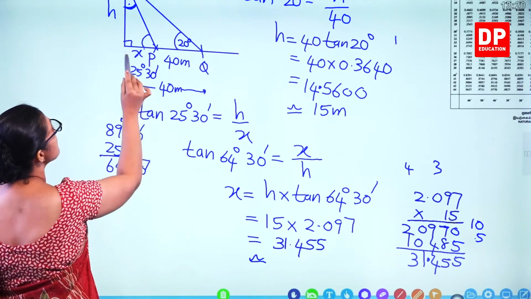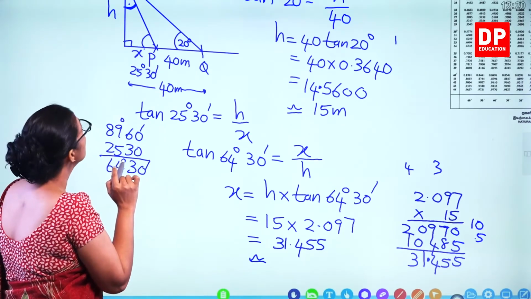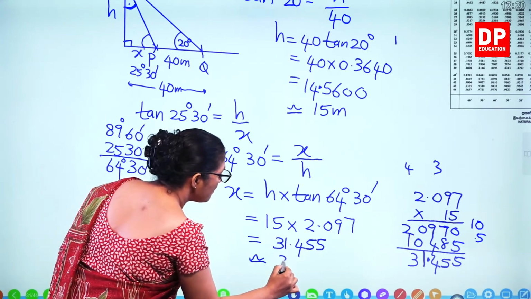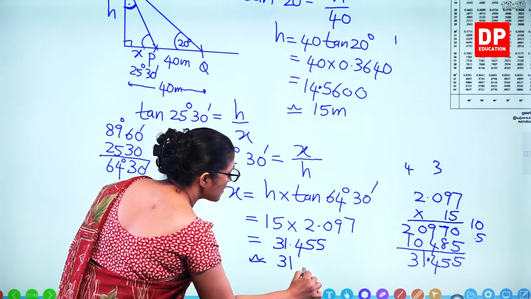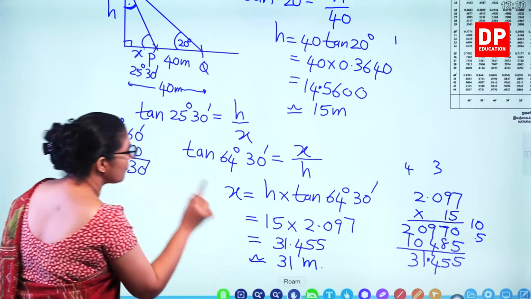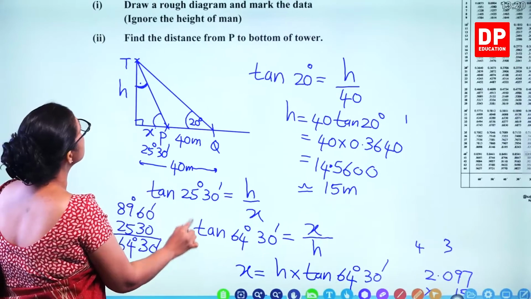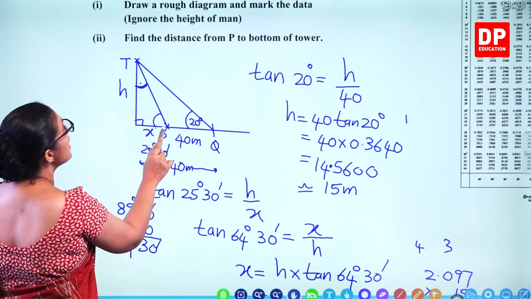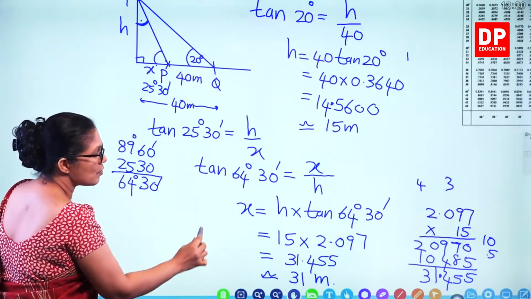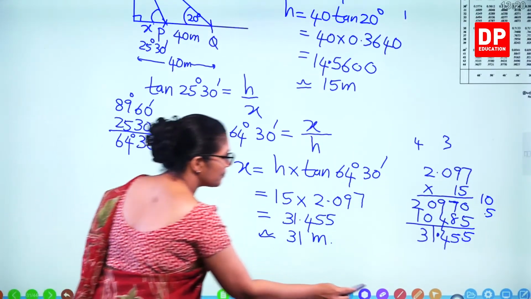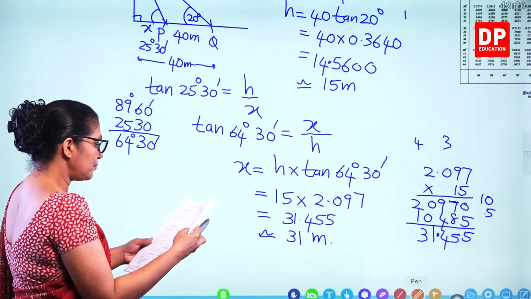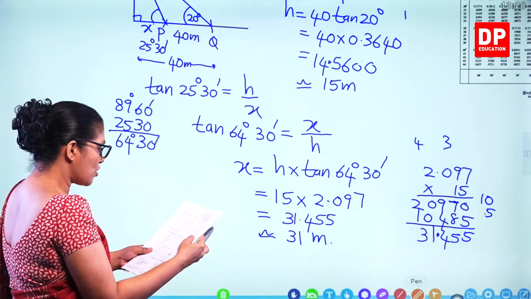So this distance is x, that's 31 meters is the distance. What do you want? The distance from P to the bottom of tower. So that's x value we need. So that's the distance. So how many marks for this one? So that's the whole question.